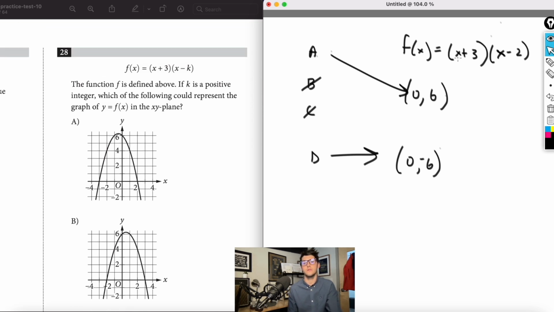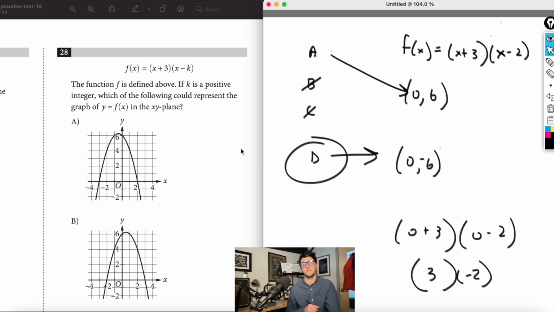0 plus 3 is just 3. I'll do it down here. 0 plus 3 times 0 minus 2. That's 3 times -2, which is equal to -6. D is your right answer. That's how you use real values here.